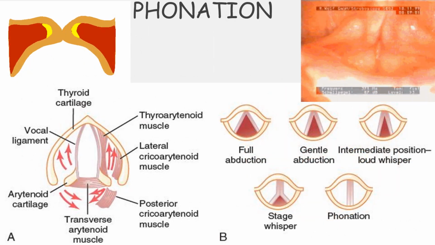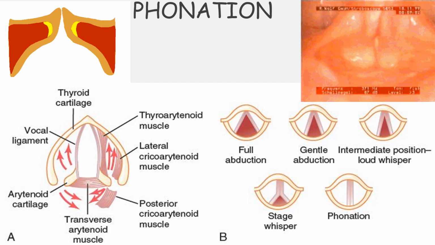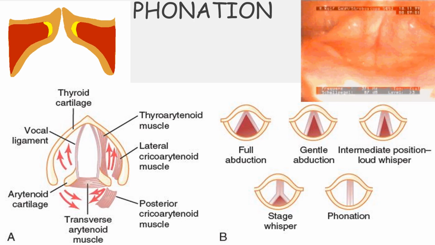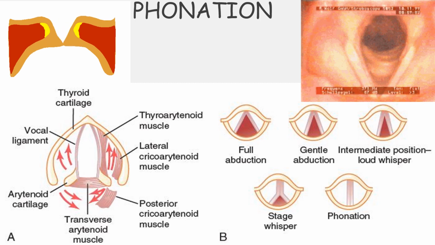Phonation. Phonation is a process by which the vocal cords produce certain sounds through periodic vibration. Here you can see the muscles and ligaments involved, and how the thyroid cartilage is involved in different forms of the sound.